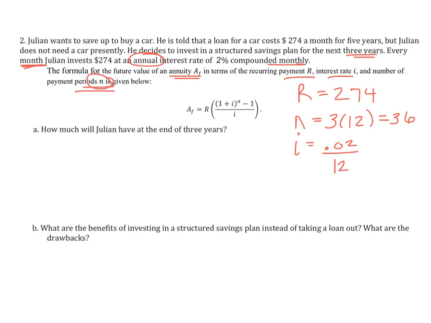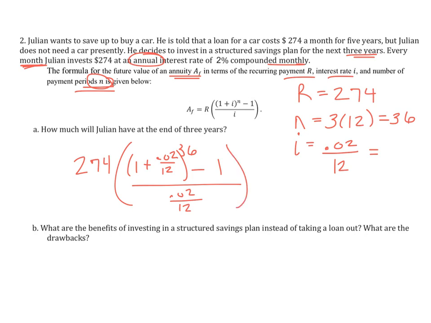So what I'm going to do is plug everything accordingly into the formula. You could, if you want, evaluate 0.02 over 12 and get that decimal, but I just plug it all in at once. I'm going to put 274 as the R, and then 1 plus 0.02 over 12, to the N, which is 36, minus 1, all over 0.02 over 12. Type this into your calculator. You can do it in steps. I just do it all at once and use alpha y equals. And I end up getting that his annuity would become $10,157.21 after 3 years.